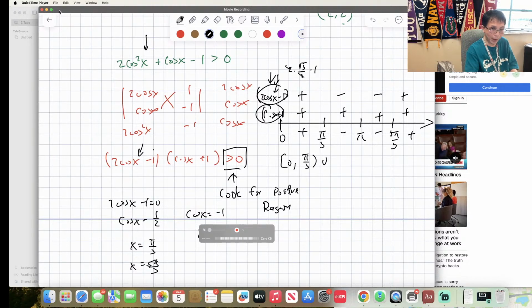Now I'm going to plug in 5 pi over 3. 5 pi over 3 is going to give you the same result, so it's not going to be included. And 2 pi is going to give you the same result as 0, so it's a bracket.